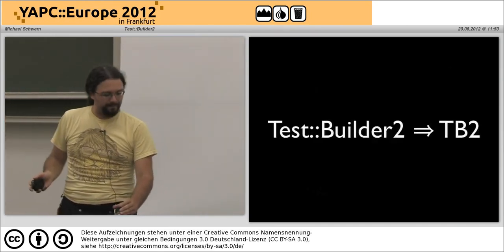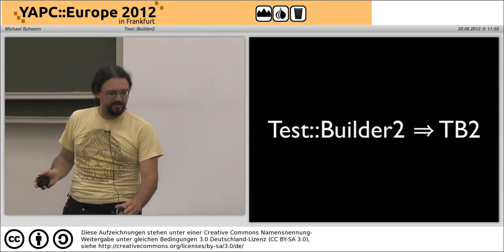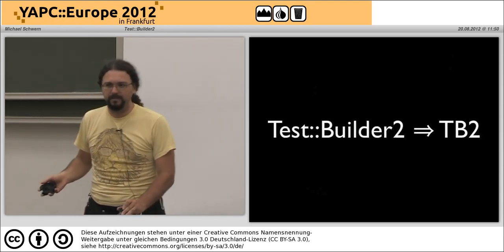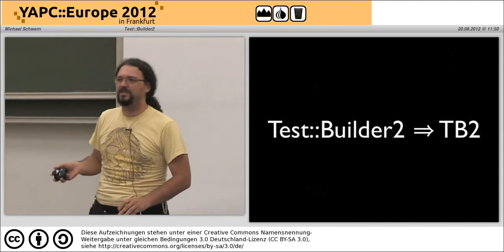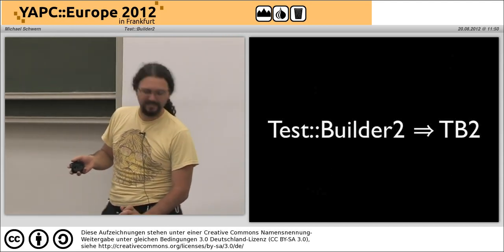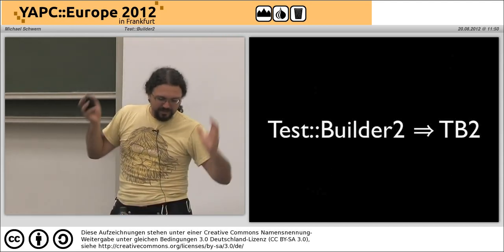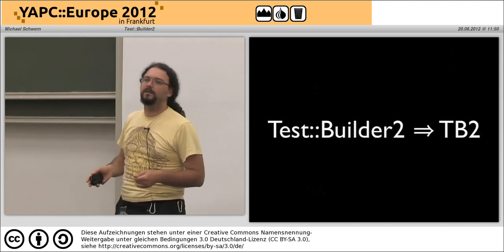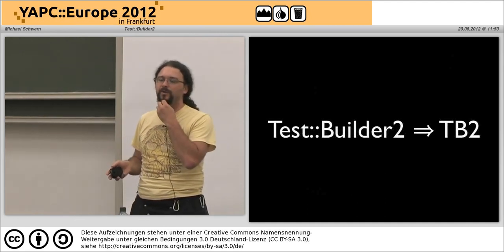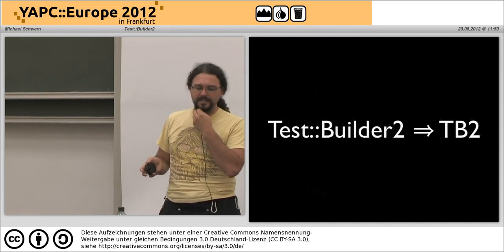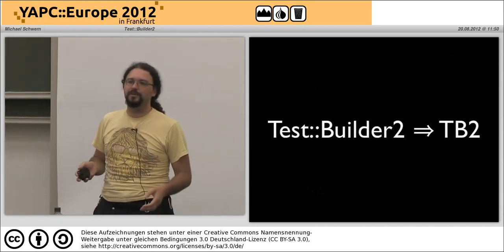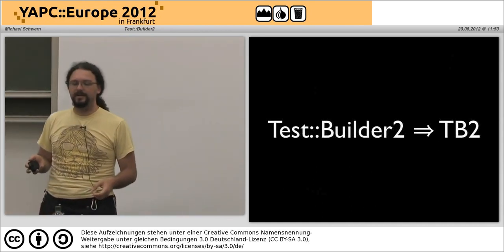And so TestBuilder 2 is now TB2, because it's easier to write, because there are a lot of TestBuilder2 classes. And the internals worked out great. The internals of TestBuilder2 worked out fantastically. It's the new API for writing modules that was always having design issues.